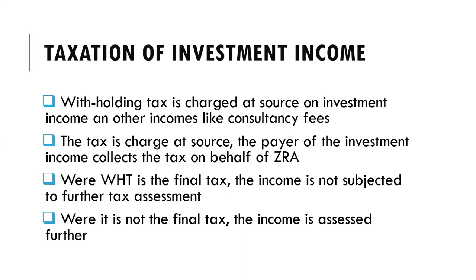So withholding tax is charged at source, at the relevant tax rate, right? The payer of the investment income collects the tax on behalf of ZRA, then that person remits that particular amount. So where withholding tax is the final tax, the income is not subjected to further taxation. There's no other tax that's supposed to be charged apart from that withholding tax. That particular amount is not subjected to further tax.